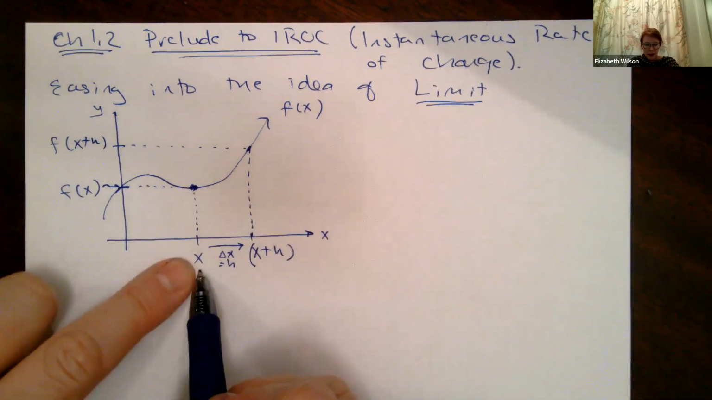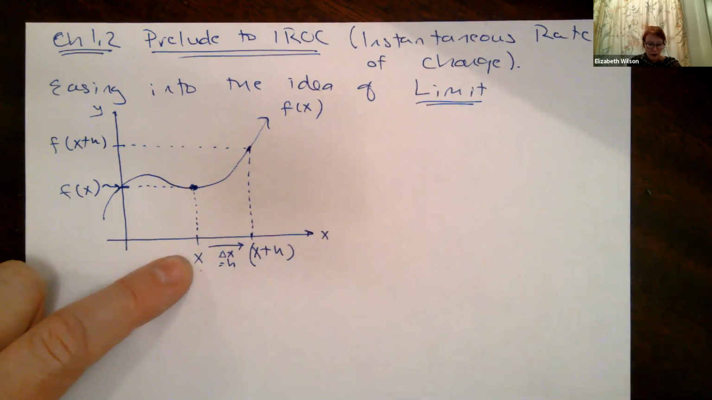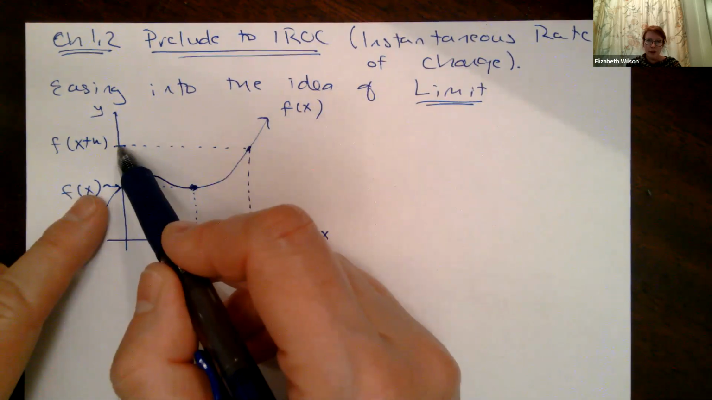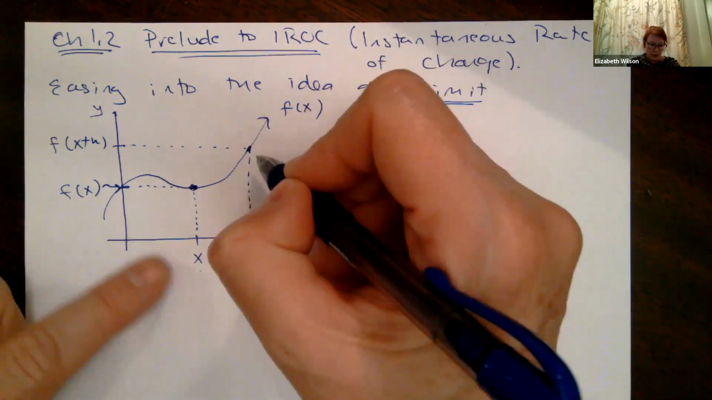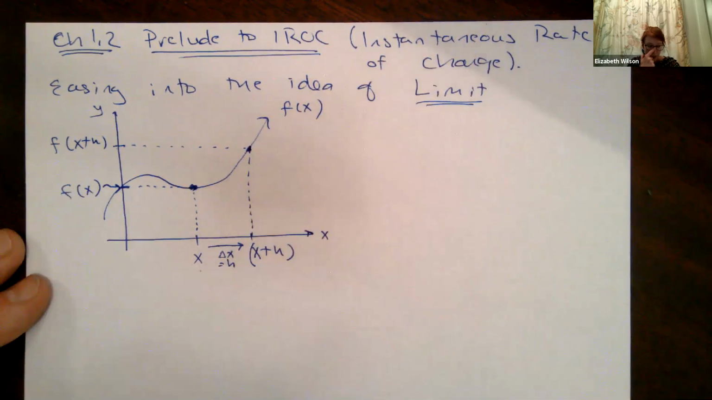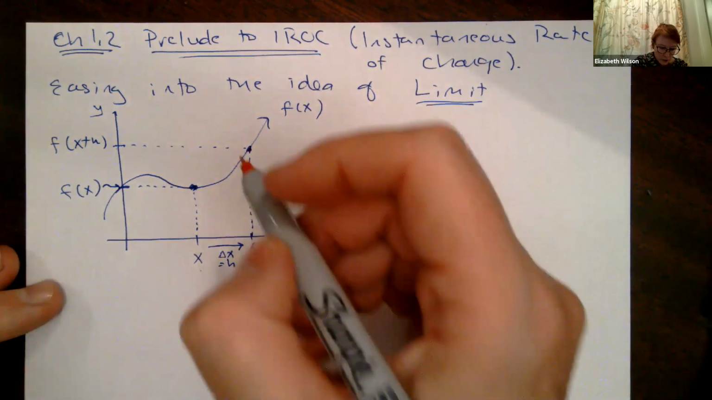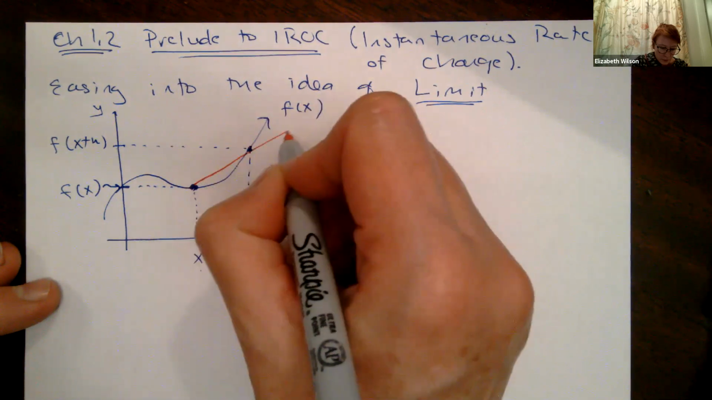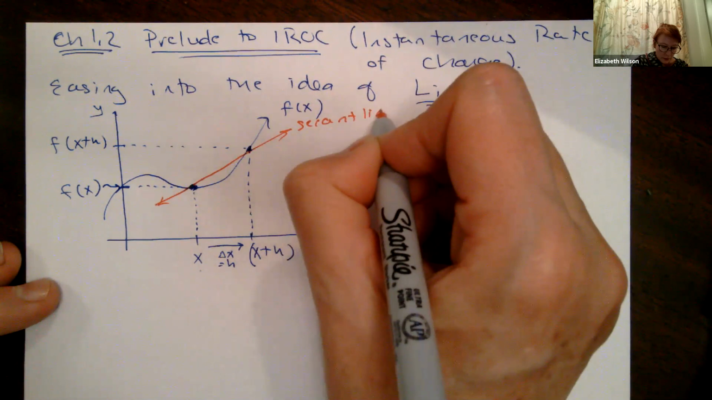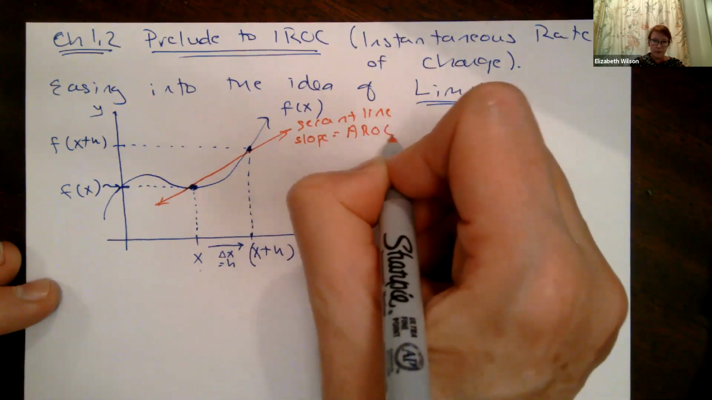So if x is 5, this is maybe x plus 6, some value farther away from where I'm at right here, some delta. I now have a new y coordinate for this. This is a new point: this is my x plus h, and this is my function at that x plus h value. Now what we've been doing in the previous chapter is making a secant line, the slope of which is our average rate of change.